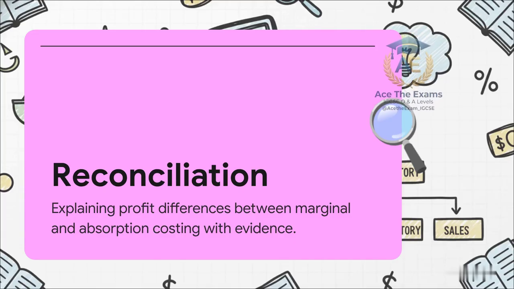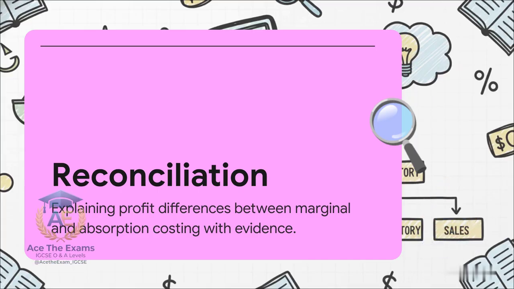Therefore, if your inventory levels fluctuate, say you produce more than you sell, those two methods are going to spit out completely different profit figures. The examiner doesn't just want to see if you can find the final numbers. They want a step-by-step, evidence-based reconciliation that proves exactly where and why that variance occurred.